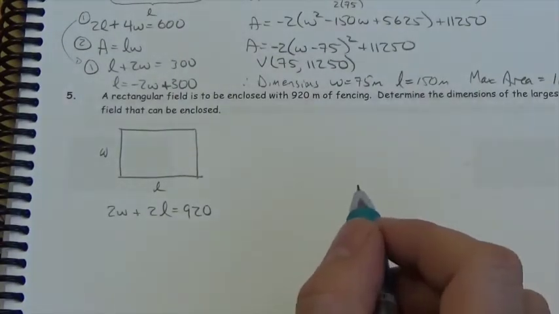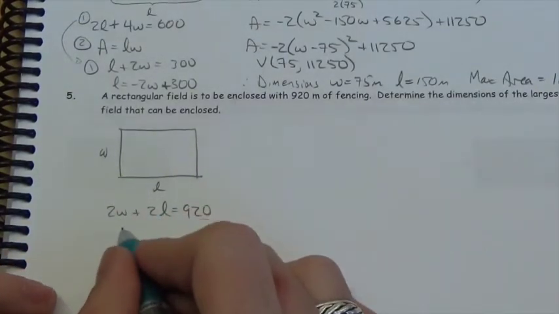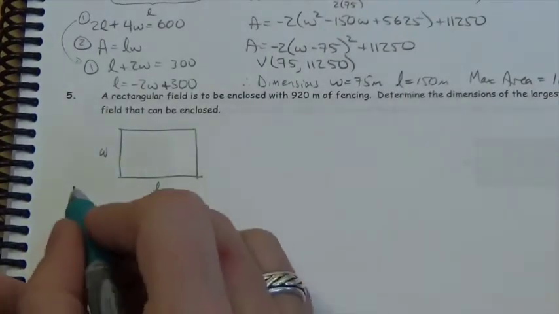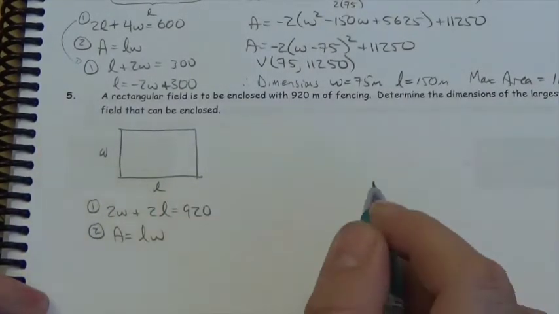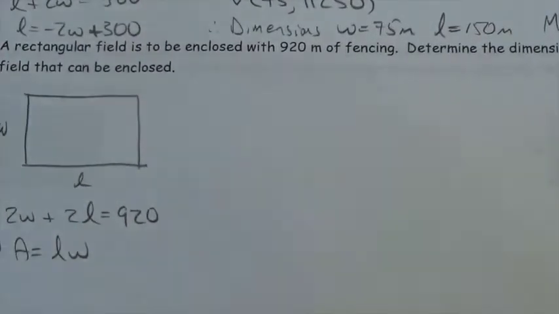Now, what I'm looking to do with this is find the largest field that can be enclosed. So I'm going to maximize the area. So area will equal length times width. So here's equation 1, here's equation 2. All right, now zoom in a little bit.